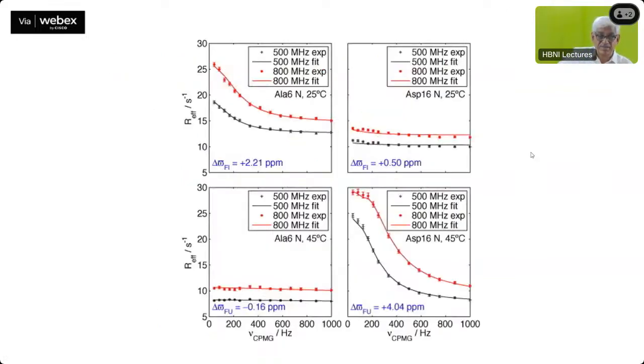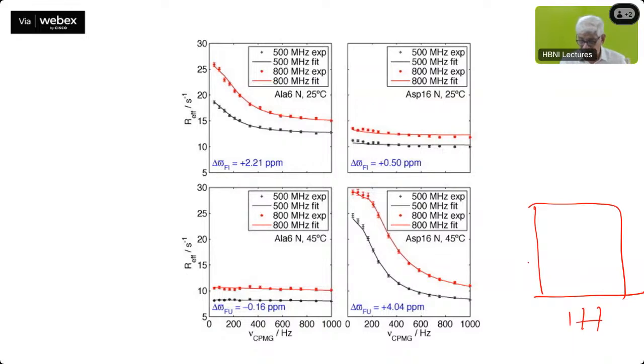Here are some typical examples, measured and fitted, at 2 different frequencies, 500 megahertz and 800 megahertz, for different residues. You see different residues behave differently, but it is the same protein. You are taking the HSQC spectrum, proton and N15, and you have various peaks there. With every peak you measure the T2 values for every residue, so you get sequence-wise information about the R2 values.